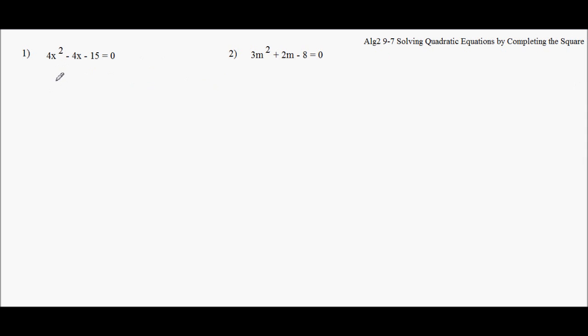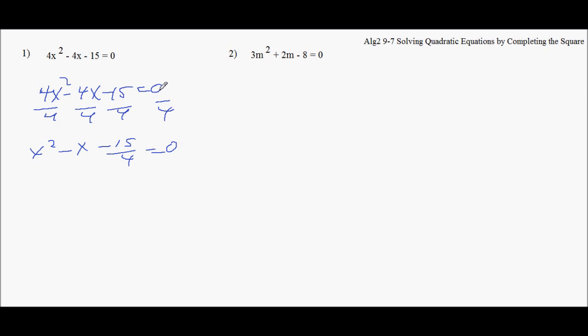Okay, so completing the square, you take 4x squared minus 4x minus 15 equals 0. So we have to get rid of this 4 here. So I divide everything by 4. I can divide, because that's perfectly legal. I'm basically multiplying by 1/4. So I get x squared minus x minus 15 over 4 equals 0, because 0 divided by 4 is 0.